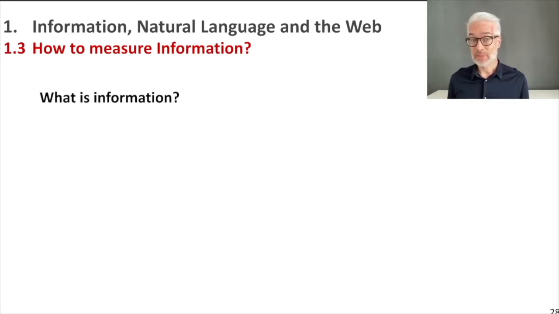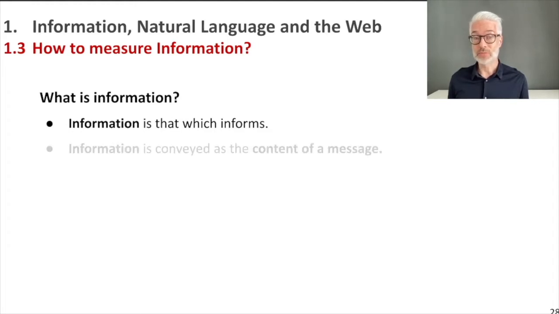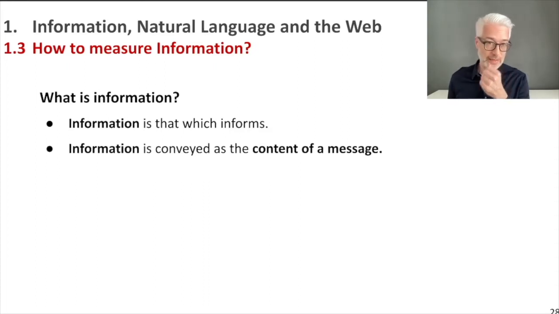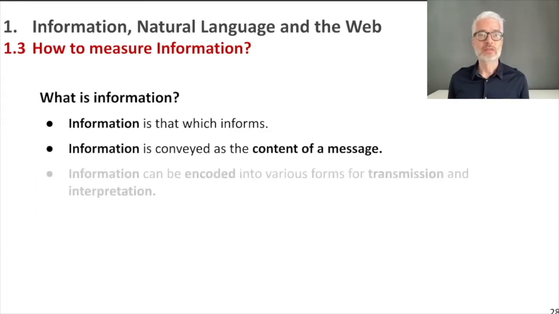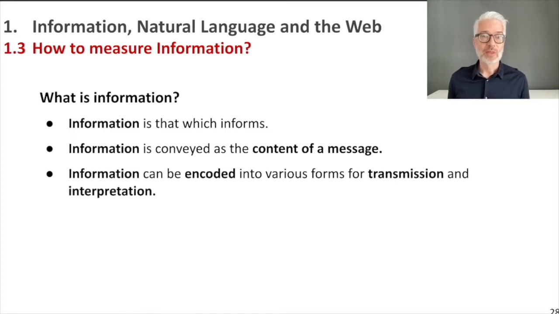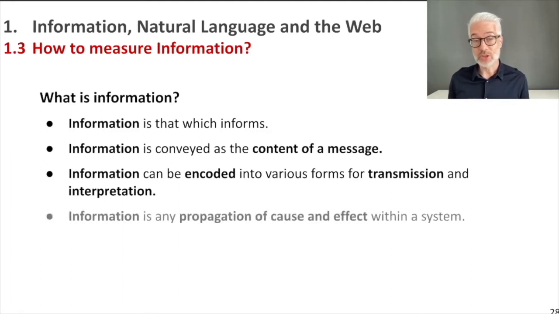And there might be several answers. If you ask the dictionary, it says information is that which informs, so that doesn't give you much more. So information, we know this already, is conveyed as the content of a message, as well as information can be encoded into various forms for its transmission and interpretation. We know this from the communication process already.